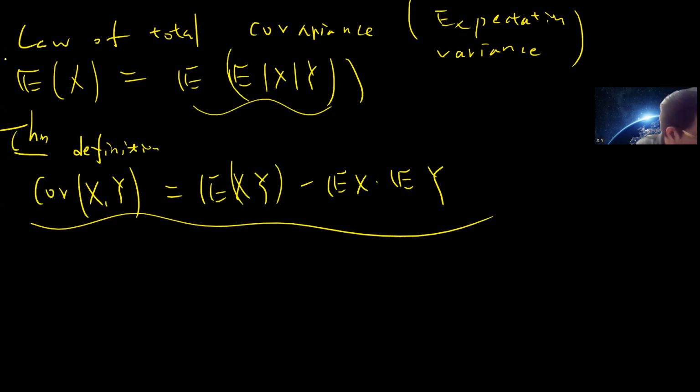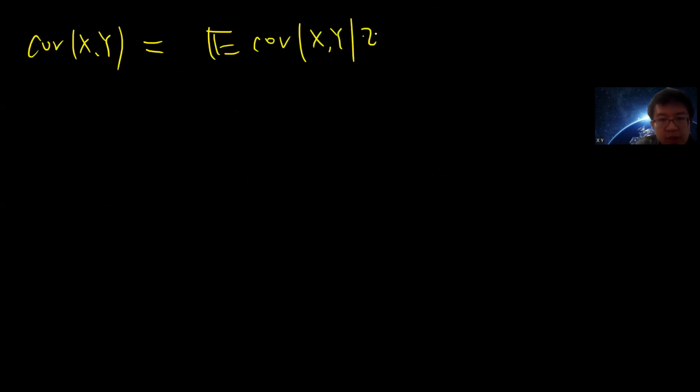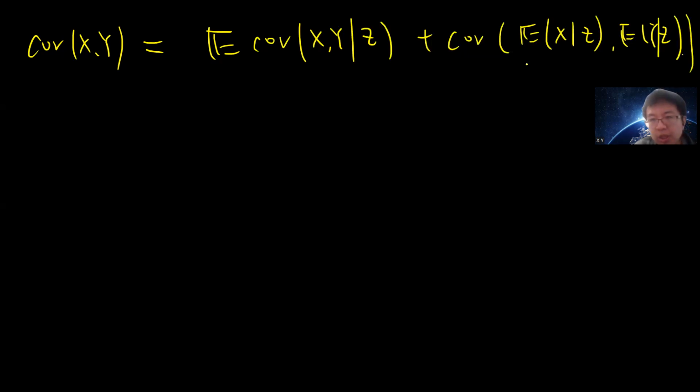The covariance of X, Y is the same as the expectation value of the covariance of X, Y given Z, plus the covariance of the expectation of X given Z and the expectation of Y given Z. So this is another variable. This one I should understand as a function of Z. So when I take the covariance, these two are functions of Z, and I understand the other one by the same definition. So this is the result that we are going to prove.